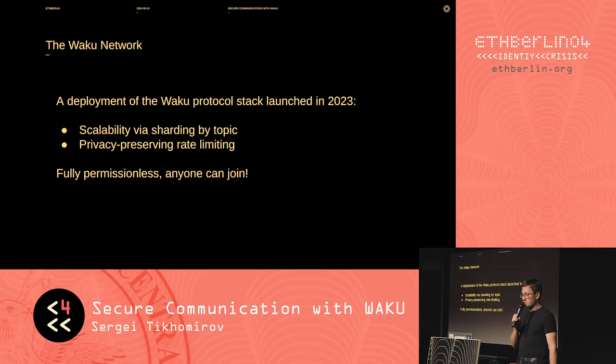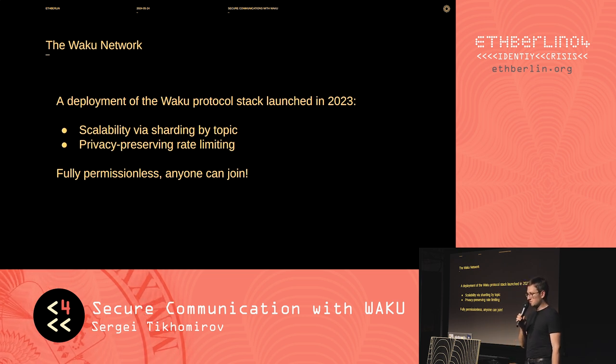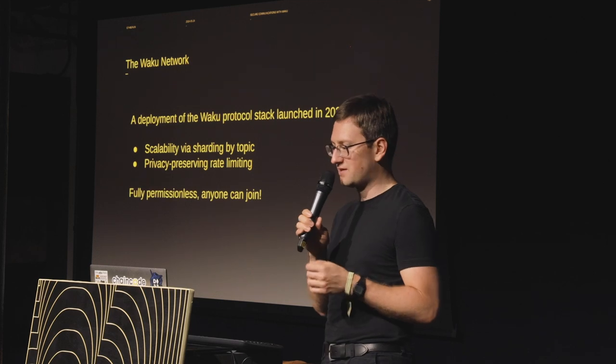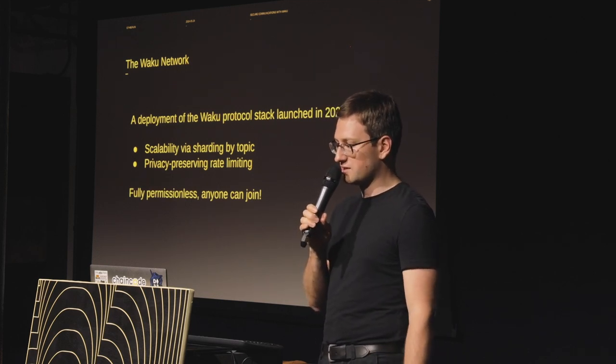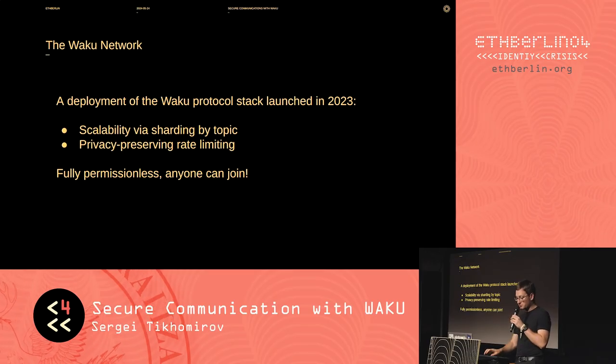Along these lines, we deployed the Waku network in late 2023, and it has sharding enabled by topic. It has privacy preserving rate limiting, basically this zero knowledge mechanism that I've been talking about. So this works already. For now, this RLN mechanism is deployed on Sepolia testnet. So it's not on mainnet yet, but for a hackathon, I think it's actually an advantage. You only need Sepolia ETH, which I think you can get through the faucet as described previously by the organizers. And it's fully permissionless, anyone can join and there are no barriers to entry whatsoever.